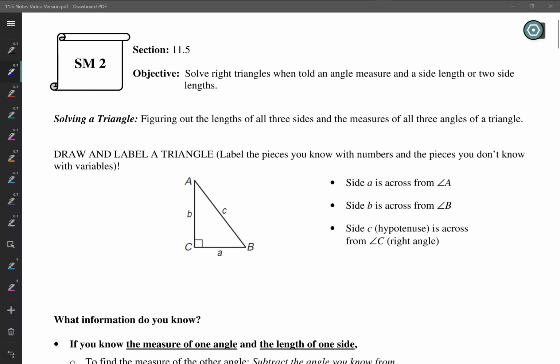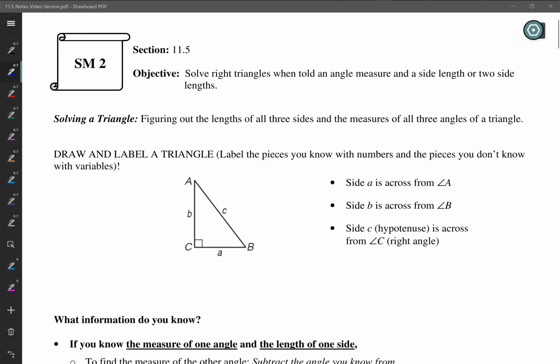And when you're asked to solve a triangle, you have to tell me how long all three sides are and how big all three angles are. So basically, you're going to figure out everything there is to know about the triangle that you weren't given. So the first thing you need to know is how triangles are labeled in this type of problem.